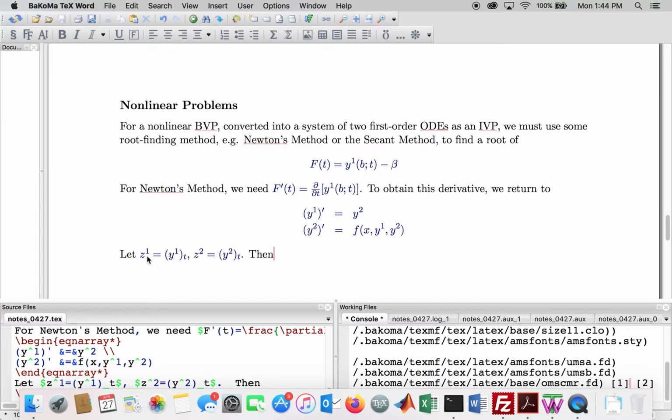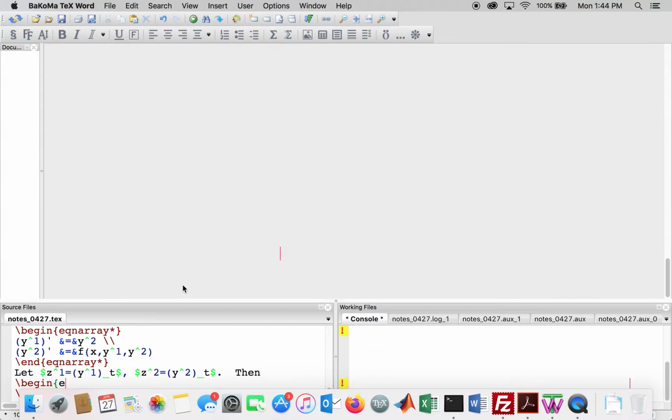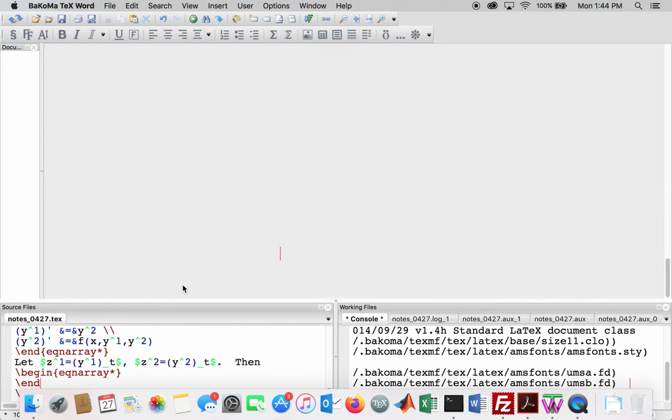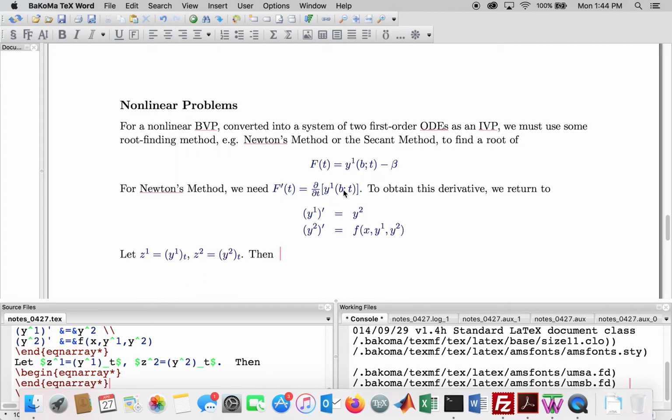So it's this derivative that we need. We need to evaluate z1 at x equals b to get this derivative of capital F. So what I could do is figure out, okay, if y1 and y2 satisfy these ODEs, what about z1 and z2? So we'll have a similar system by differentiating both sides of these two equations with respect to t.